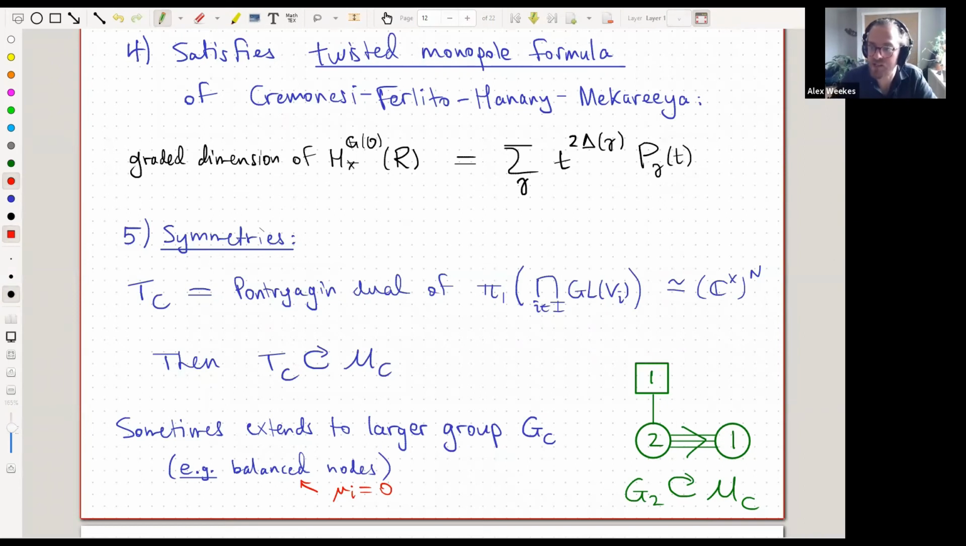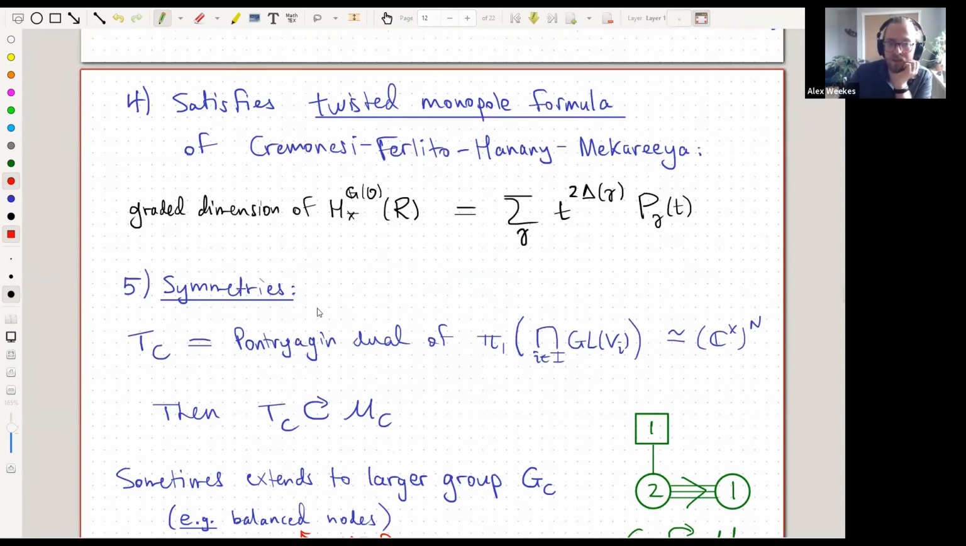Sorry, so I saw there's a question. So the convergence question, oh yes, about the twisted monopole formula. Yes, so convergence, I believe that being good translates into, I think, mu being dominant.